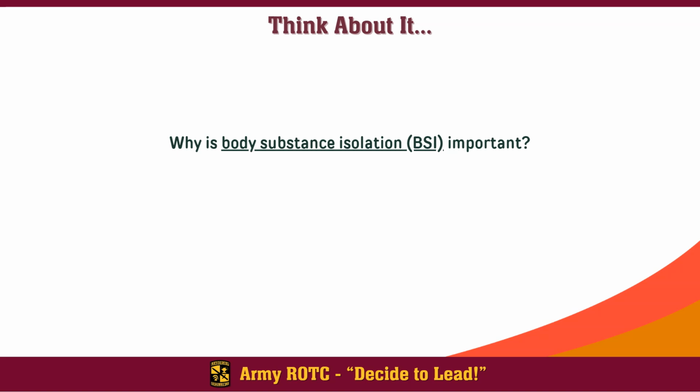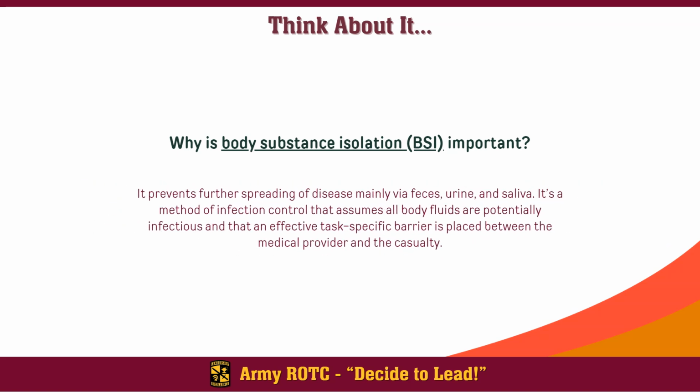All right, now that we've gone through steps 1 through 10, just walking through them, remember step 1, body substance isolation, or BSI. Why do you think that's so important? Well, we know that it prevents further spreading of disease, mainly via feces, urine, and saliva. It's a method of infection control that actually just assumes that all body fluids are potentially infectious. And then we know that an effective task-specific barrier placed between the medical provider and the casualty can help prevent that spreading of disease.